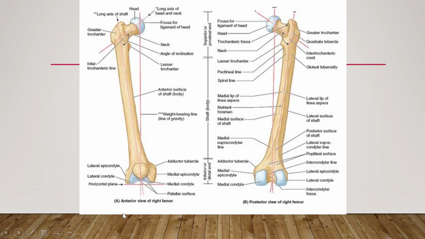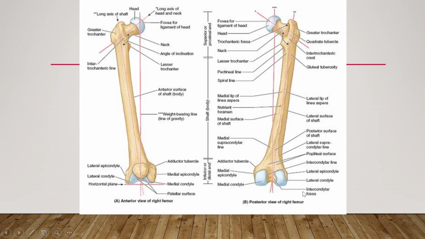Then we have the lower end of the femur. See here, on the anterior surface of the lower end we have the lateral condyle and the medial condyle. How will we know which is the medial side and which is the lateral side? We see the head of the femur. The head will be on the medial side because it articulates with the acetabulum of the hip bone to form the hip joint. So we have the medial condyle, lateral condyle, then the medial epicondyle and lateral epicondyle. Then we have the adductor tubercle above the medial epicondyle.